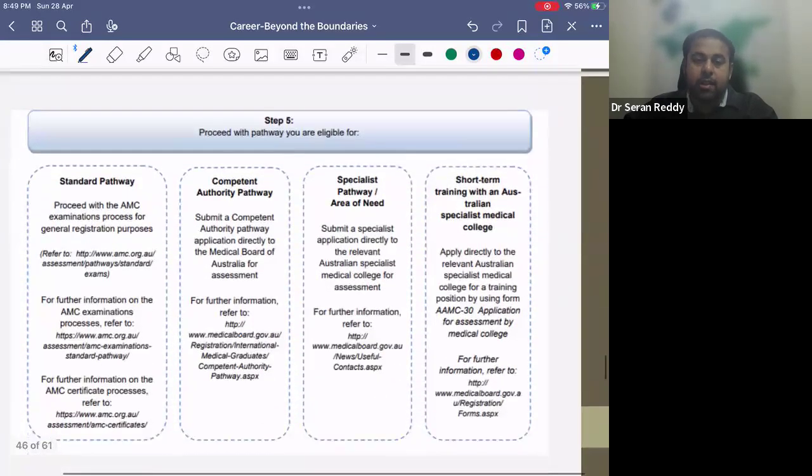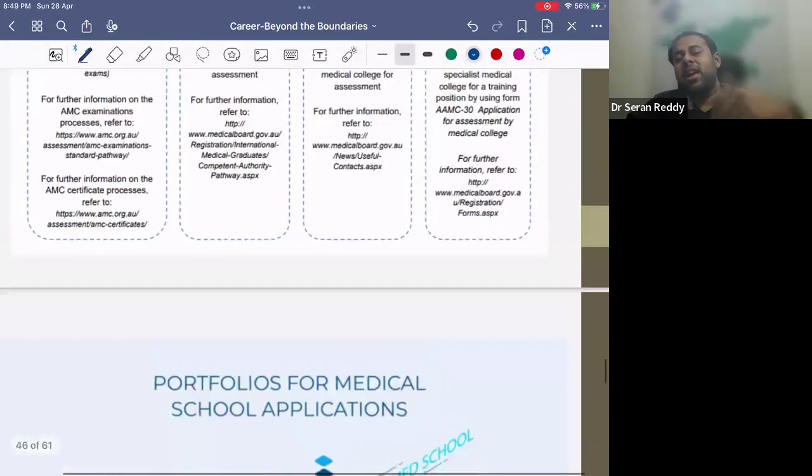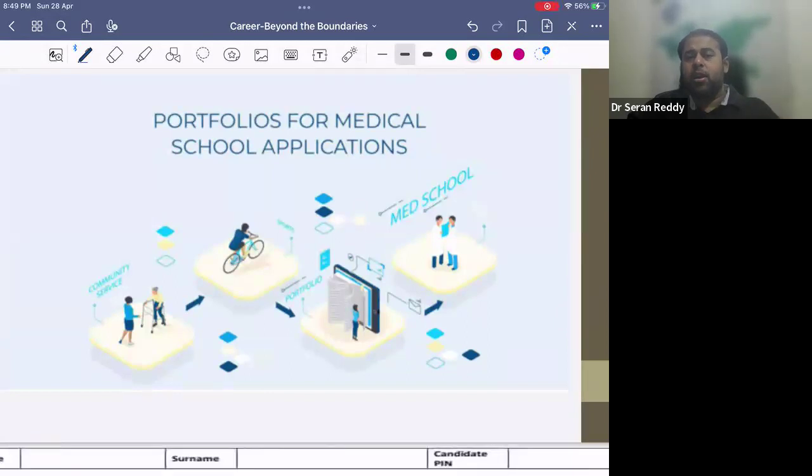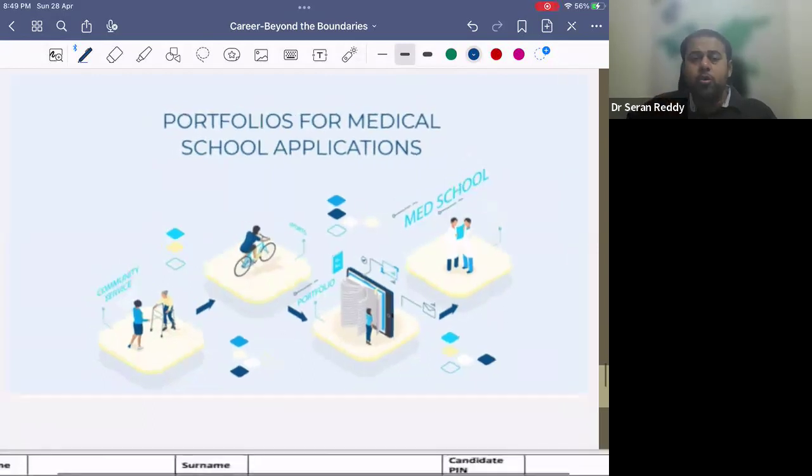These are the various pathways: standard, competent authority, specialist, and short-term pathways. I explained the standard pathway and competent authority pathway, which are the important ones. Specialist pathways come at a much higher level. Then come portfolios, which are very, very important. Whenever you are going for Western world and abroad examinations, these are closely examined. It's not just about the scores, but how you differentiate yourself.